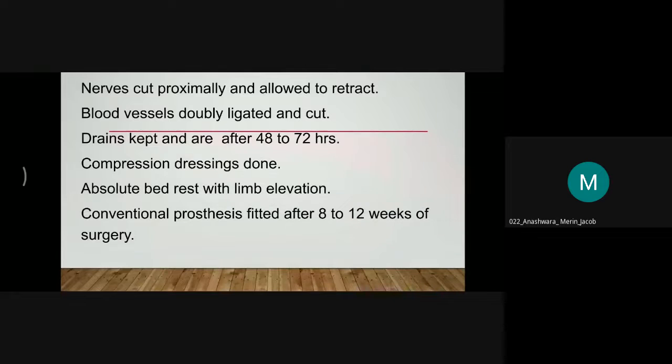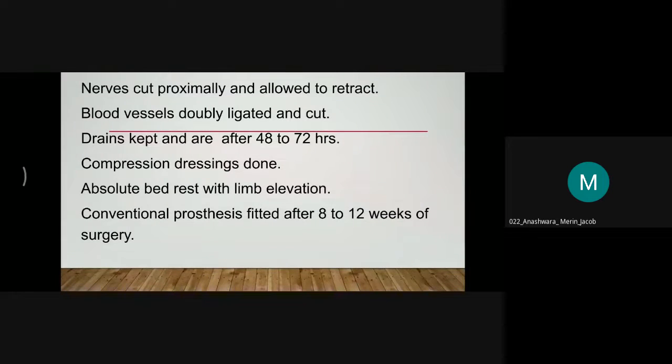Then the ultimate thing regarding an amputation is you should aim for a prosthesis. Prosthesis is nothing but the artificial limb. A conventional prosthesis will be given at the second or third month of surgery. When the wound heals completely, you can fit a prosthesis, and the patient, whoever it is, can lead a healthy life as before.